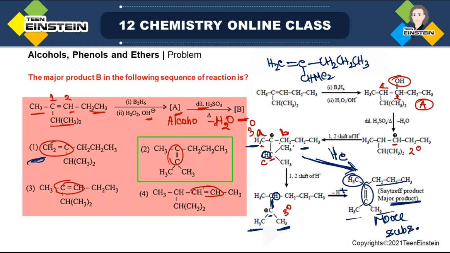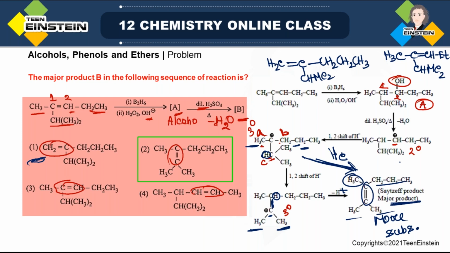And if you are removing B hydrogen, what alkene will you get? You will get the alkene H3C, then double bond CH, then ethyl group, and here CHMe2. Now this is actually option 3 molecule, right?